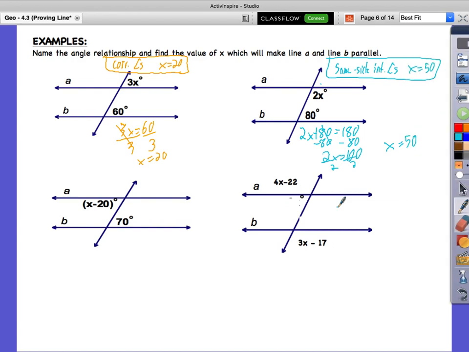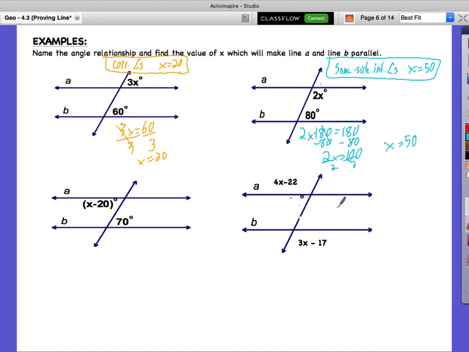Okay? What kind of angles are these? Alternate interior angles. They're congruent. These would have to be congruent if the lines are parallel. So we set them equal, and x would have to be 90 in order for these to be congruent. So if x is 90, these alternate interior angles are congruent, and then the lines would have to be parallel by the converse of the alternate interior angles theorem.